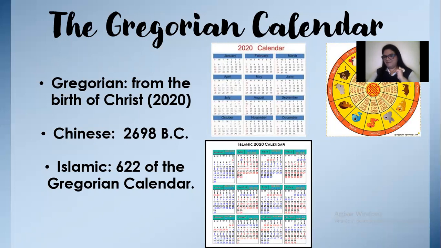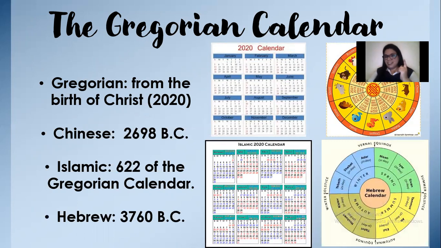This is it. Okay? And the Hebrew calendar, which is ancient. It has 3,760 more years than our calendar. So that means that recently they celebrated the year 5780. Okay? And they guide themselves by the changes in the seasons during the year.